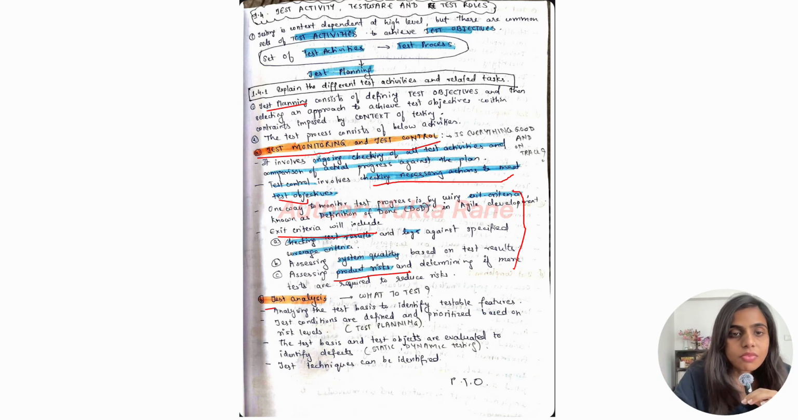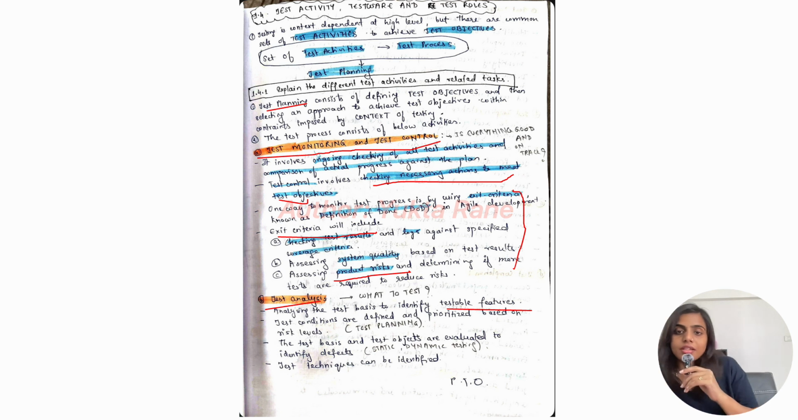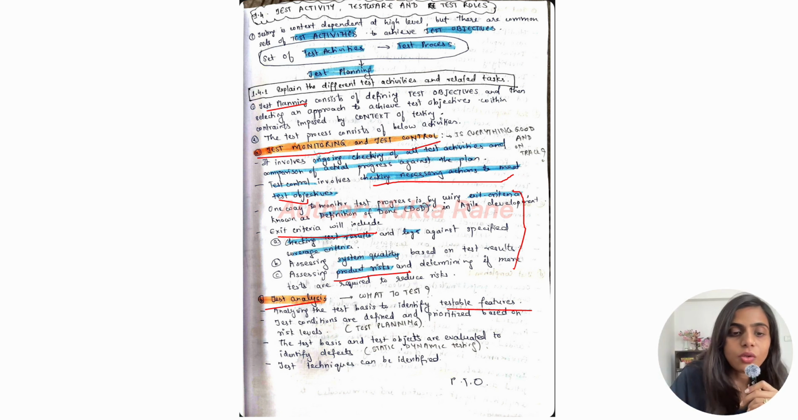Now here comes the second one, test analysis. It answers the question what to test. You have to analyze the test basis. Test basis is nothing but the knowledge or the requirement specifications used in order to identify the testable features. So this is why static analysis is important. Basically you have to study the requirement specifications and identify the test scenarios or testable features. Test conditions are defined and prioritized based on the risk level.